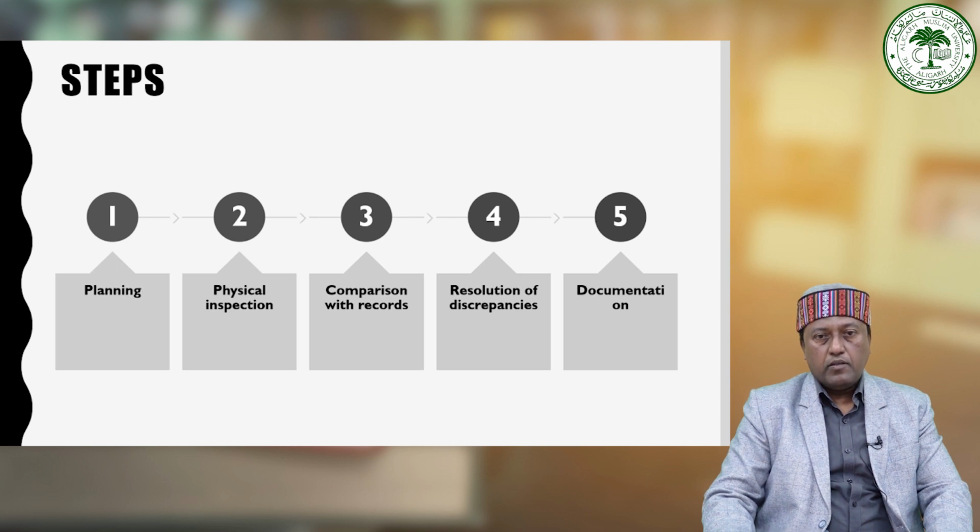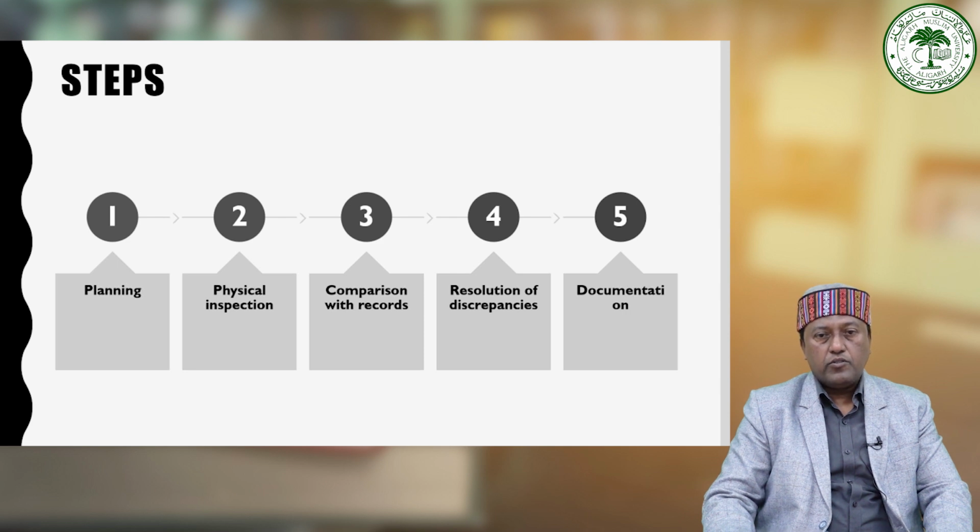Third step is comparison with records. The physical count of items is compared with the records in the library's catalog or database to identify any discrepancies. This includes checking for missing items, duplicate entries, or items listed in the catalog but not found on the shelves.